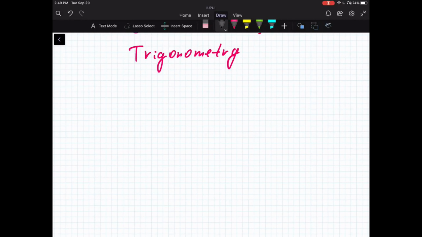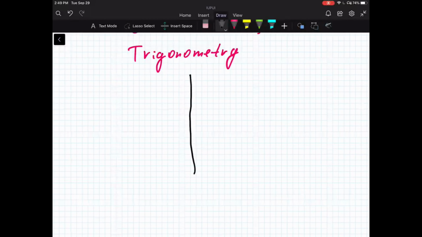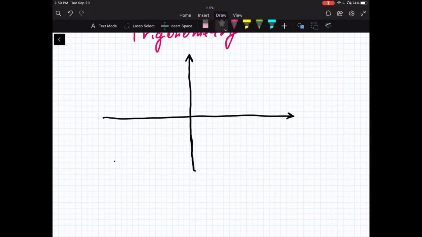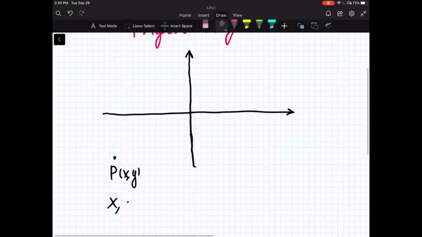Suppose you have a coordinate axis, x and y, and a point P with coordinates x and y. Of course, you can parameterize this point by two coordinates, coordinate x and coordinate y. And of course, that will be a unique way. So for each x, y, you will get only one point P.